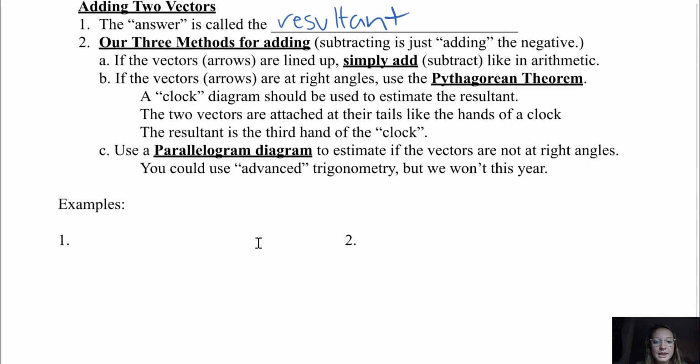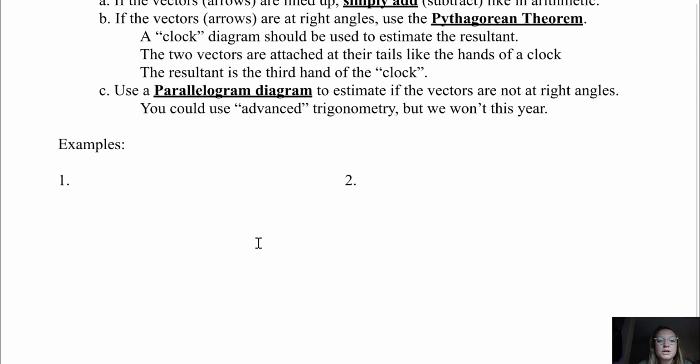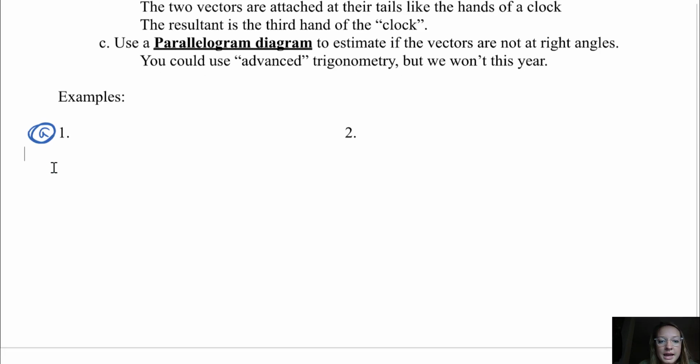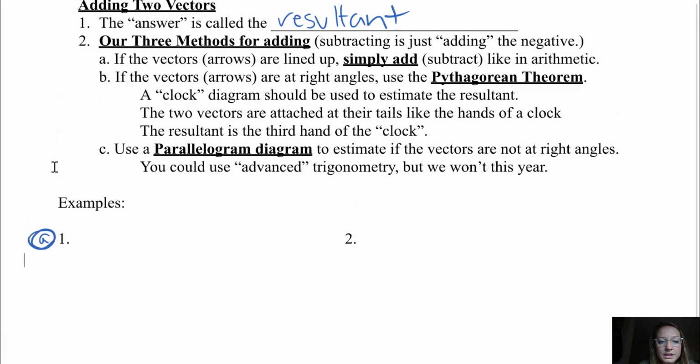Let's start with some examples. So first we're going to start by looking at method A, which says if the vectors are lined up, then you can just add or subtract them. So let's take an example. Let's look at some displacements and see what our net displacement is. So here is one displacement, and here is a second displacement.